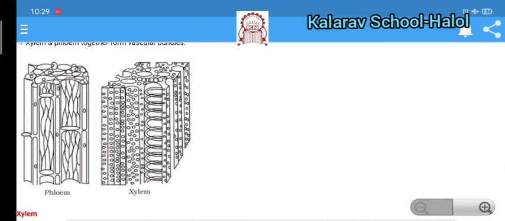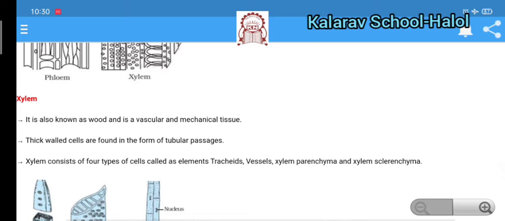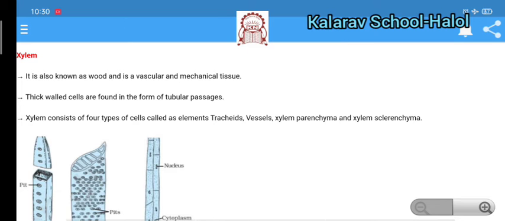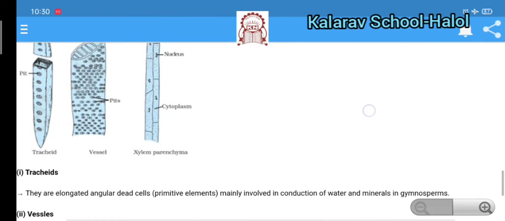Here is a diagram of xylem and phloem. The diagram is clearly given in your textbook, you can see it from there also. First is xylem. It is also known as wood, a vascular and mechanical tissue. It has thick walled cells in a tubular passage. It contains four types of cell elements: tracheids, vessels, xylem parenchyma and xylem sclerenchyma. Here is a diagram of tracheids, vessels and xylem parenchyma.